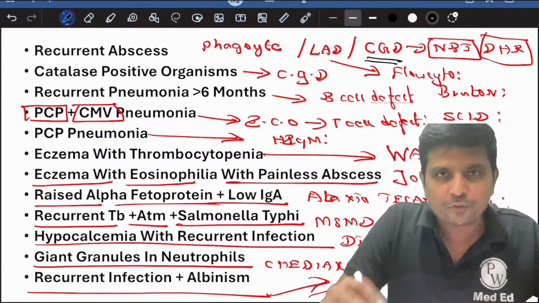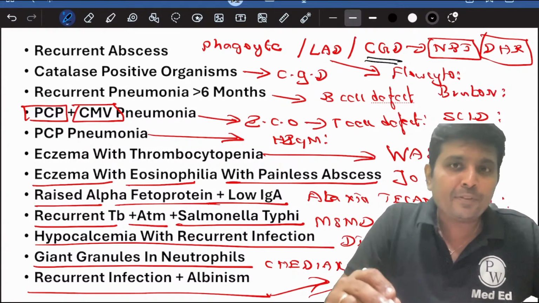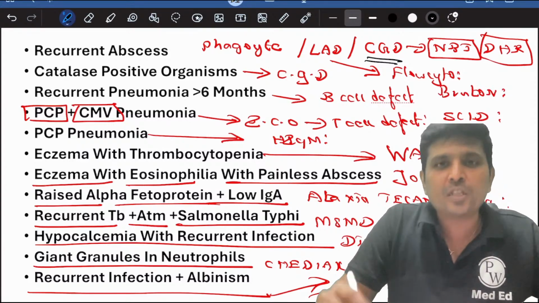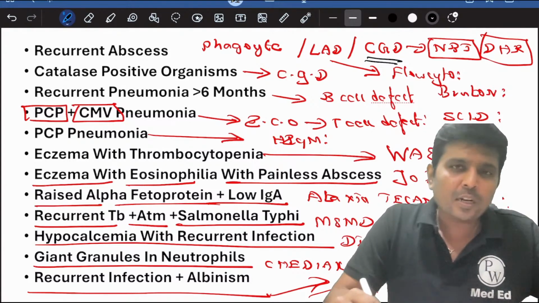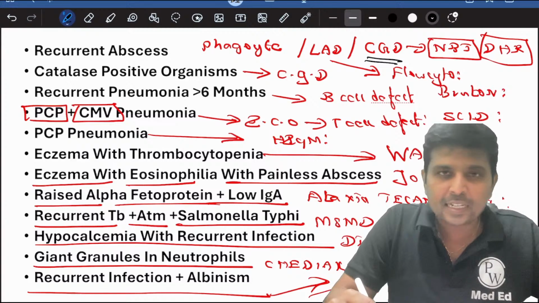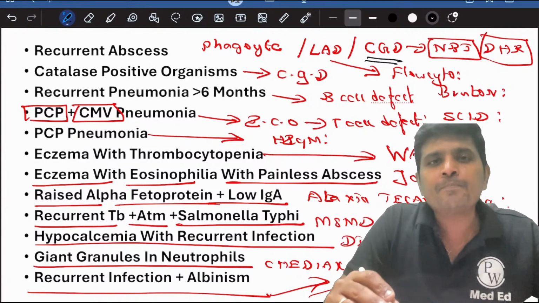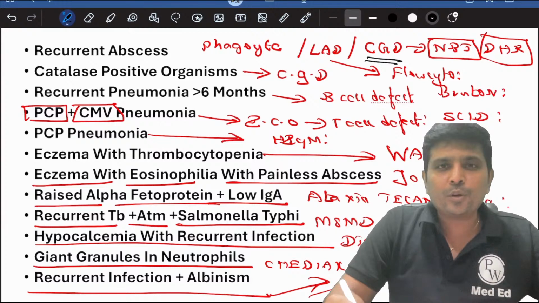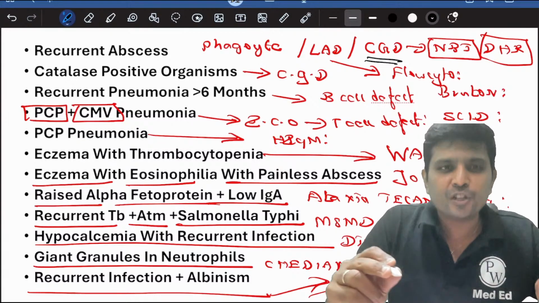granules in the neutrophils. Whenever any child between 2 to 6 months of age presents with persistent pneumonia with intracellular organisms like Pneumocystis carinii, cytomegalovirus, and BCG induced TB, then it is called T-cell disorder, particularly severe combined immunodeficiency.